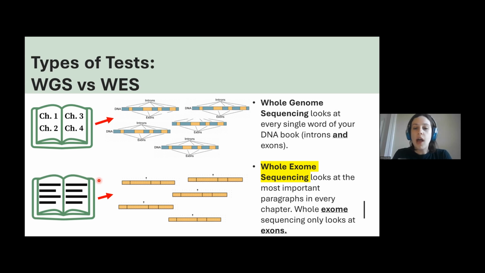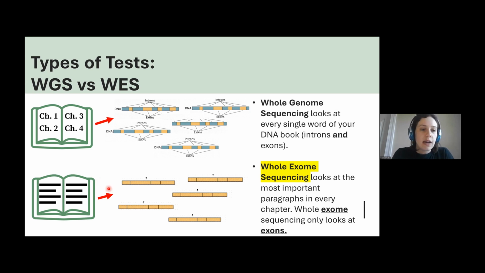Now compare that to whole exome sequencing. It's still looking at a lot, but it's looking at sort of the most important paragraphs in every chapter of the book. So whole exome sequencing is looking at the exons, and that's where the name comes from. Whole exome sequencing looks at exons. And if you use the book that I have here as an example, you might not be looking at all these words up here or the testimonials on the back, but you're still going through and looking at all of the recipes, which is the majority of the book. That is what a lot of people would agree is the most important thing to be looking at.